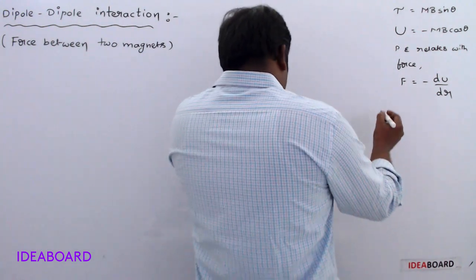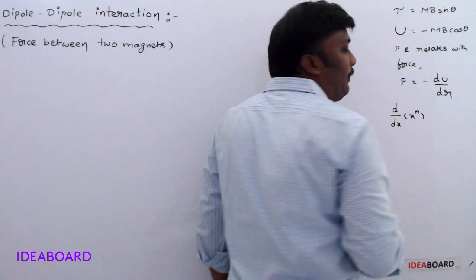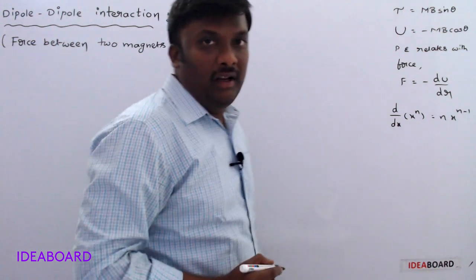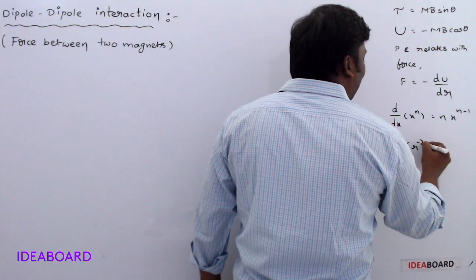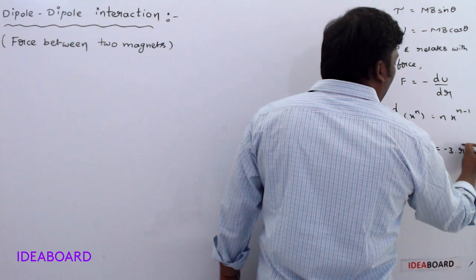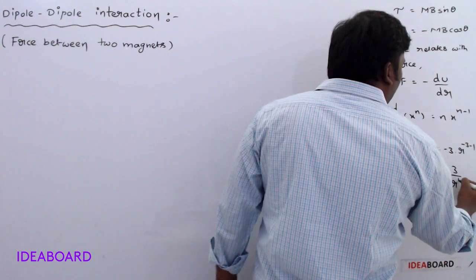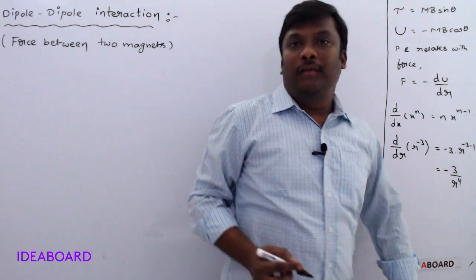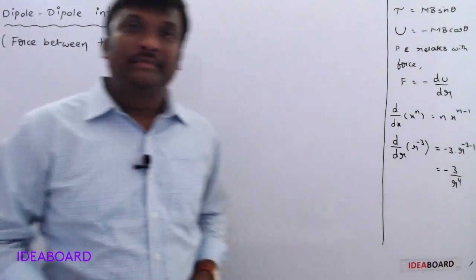And finally, the differentiation of x power n, the formula is n times x power n minus 1. For example, I want the differentiation of r power minus 3, so the value becomes minus 3 r power minus 3 minus 1, that indicates minus 3 by r power 4. So these basic points I required for going to the topic of force between the two magnets.